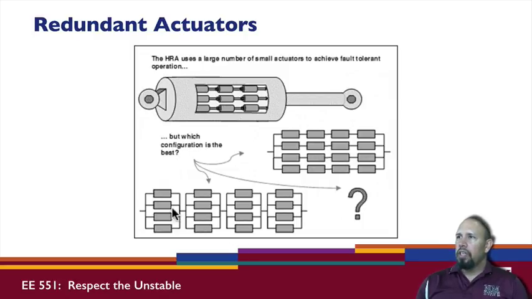So with redundant actuators, if one of these fails or locks up, how is that going to affect the entire operation of this thing? Okay, so suppose one of these locks up, how is that going to affect the entire operation? What happens here will be very different from what happens here if one of these locks up.